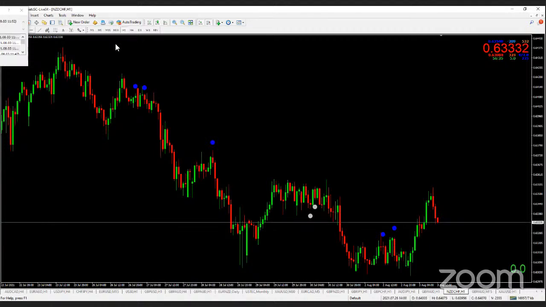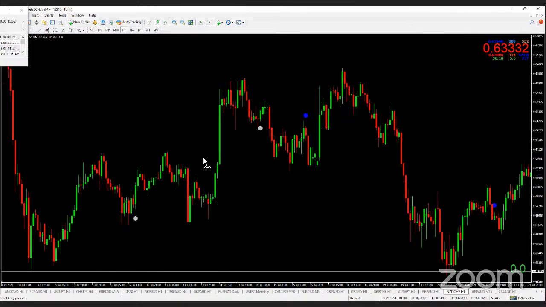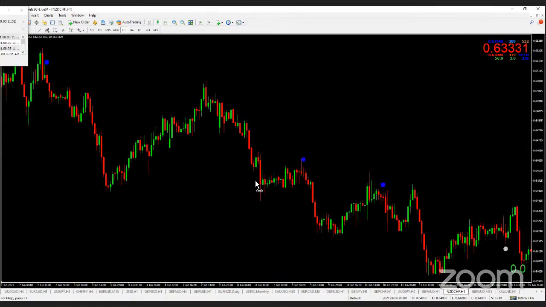I advise you trade it mainly on the 1 hour. You can do it on the 15 after you've mastered the higher time frame, and you can see the result is smashing. This is New Zealand dollar CHF. Just to give you an example, let's just go back in time and see what would have happened.